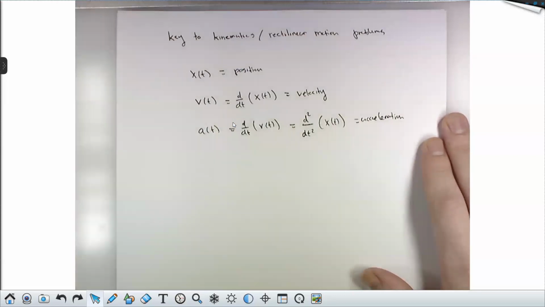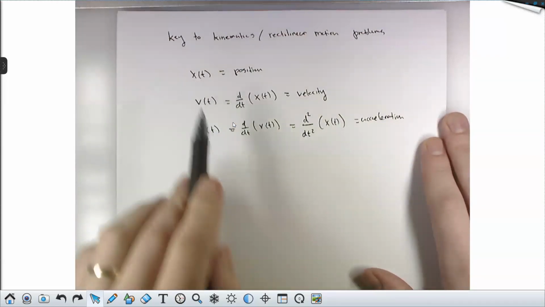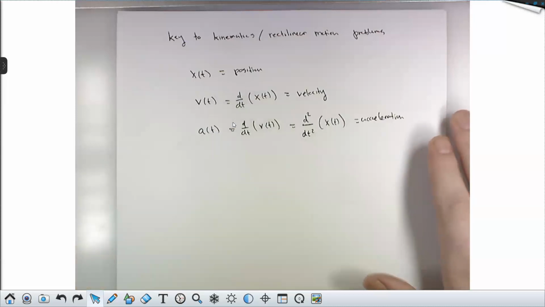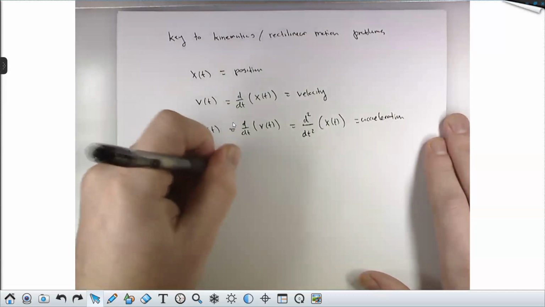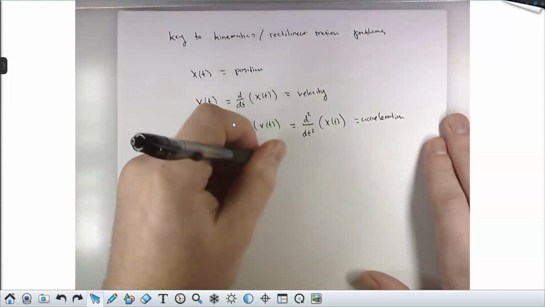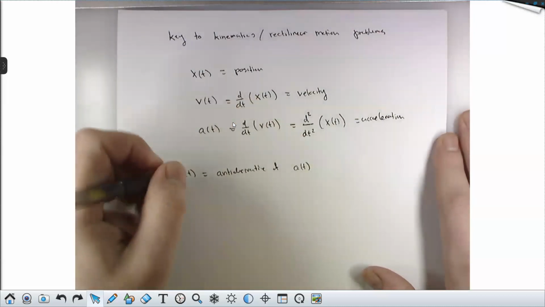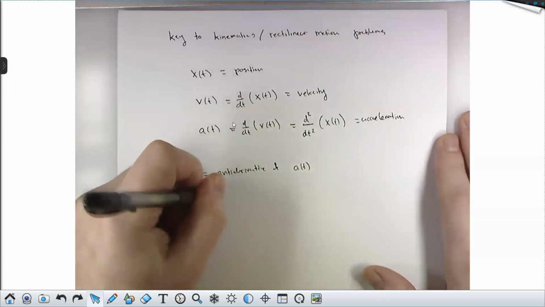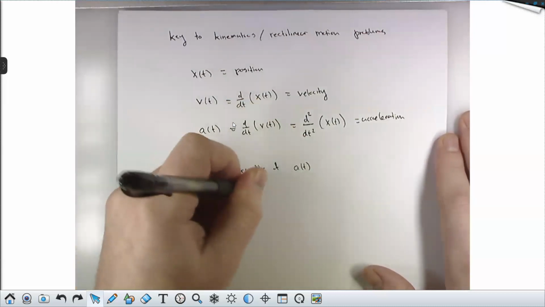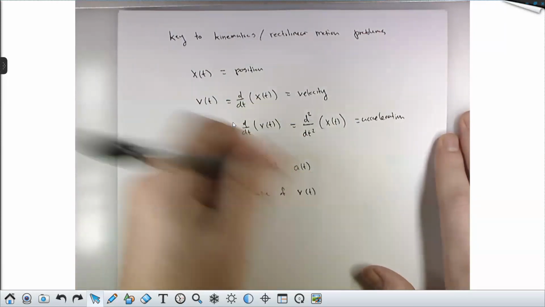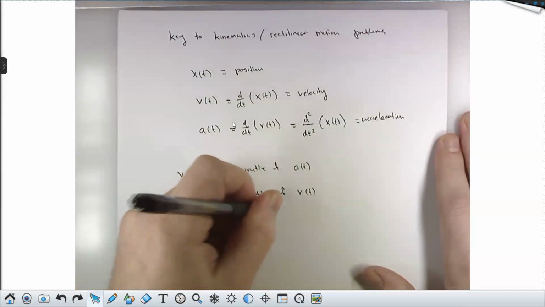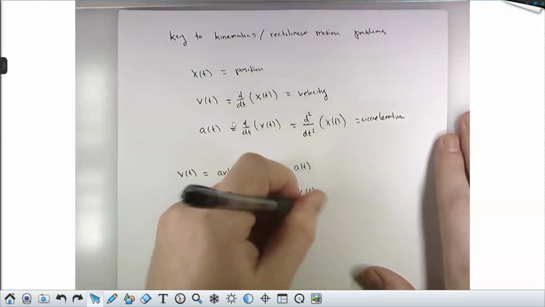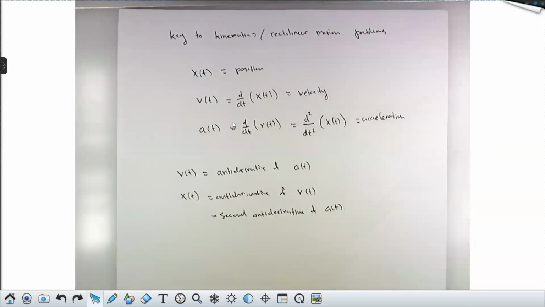So this relationship that you differentiate to go from position to velocity, and you differentiate again to go from velocity to acceleration, can be read backwards as well. So this means that v of t is the antiderivative of a of t, and x of t is the antiderivative of v of t, which is the same thing as the second antiderivative of your acceleration.